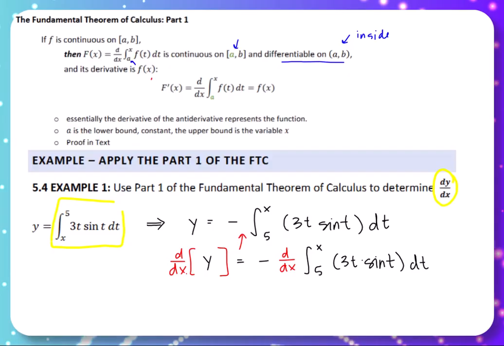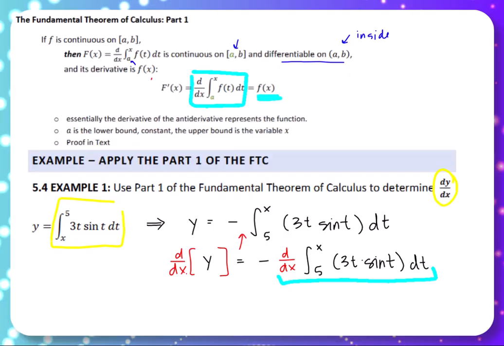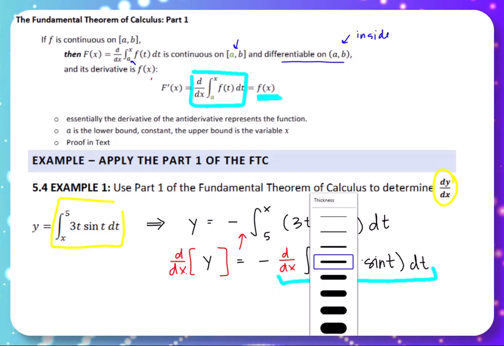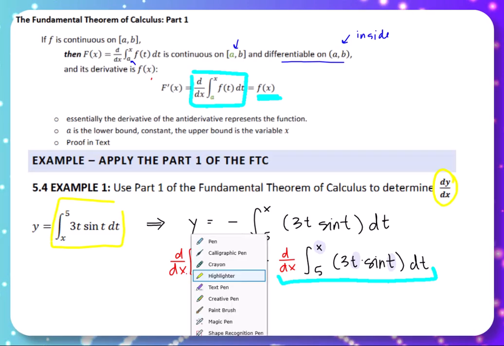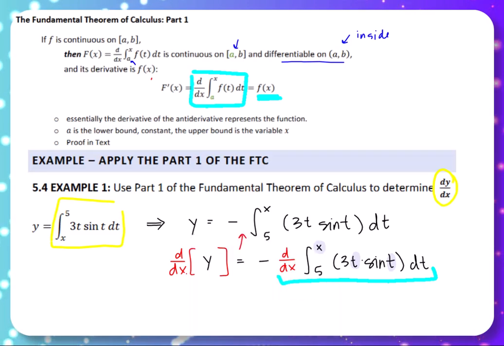So let's go back up there and think about what is happening. What is this notation, which is what I have created right here? What does it turn into? It turns into the function with x plugged into it. It turns into a function of x. So applying that fundamental theorem of calculus, I end up with negative, the negative is still in front, and then I have 3x sine of x.